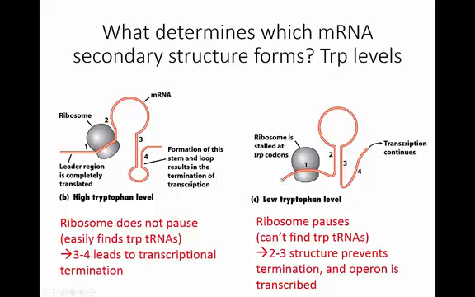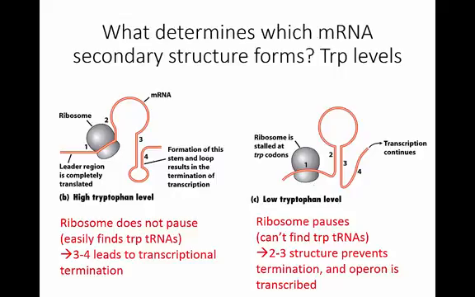In contrast, if that ribosome stalls when it gets to the tryptophan codons in that little protein, it can't find the tryptophan tRNAs because the levels of tryptophan in the cell are too low, then it's going to sit there on that 1 region.